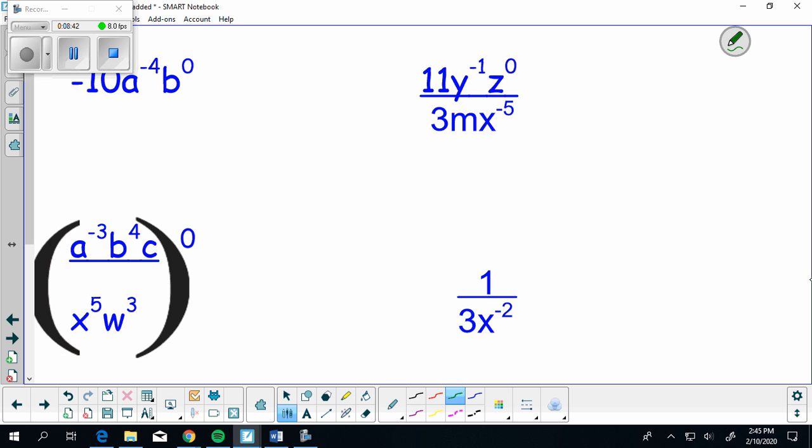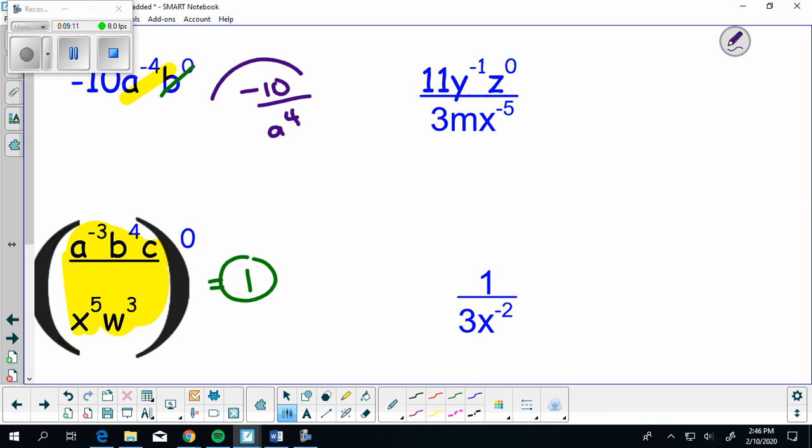I have some more practice here. This big ginormous one right here. Anything to the 0, even something big and ginormous like that, equals 1. Okay, can't see this one very well. I believe that's negative 10, a to the negative 4, b to the 0. Well, b to the 0 is 1, so I'm going to scratch it. A to the negative 4 is unhappy, so I need to move him down to the bottom. Negative 10 is perfectly fine where he is. So that's my answer.